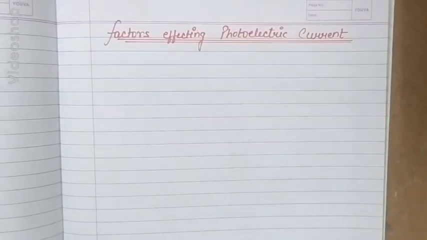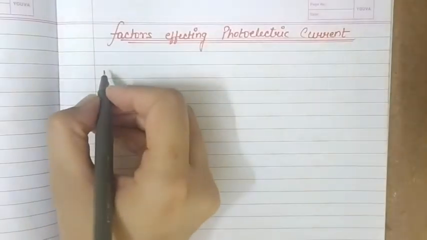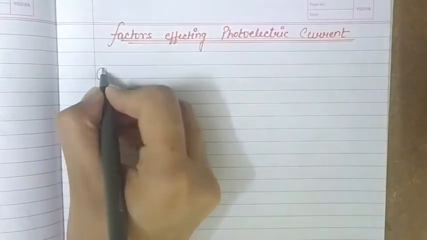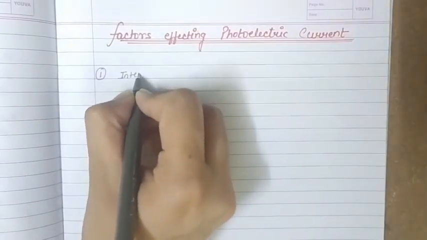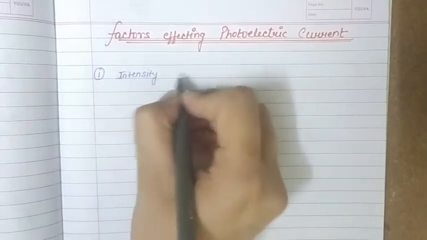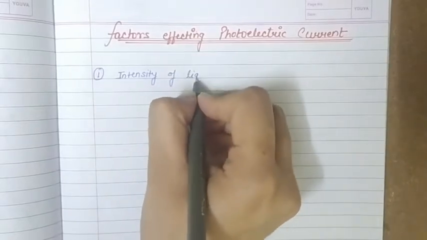Hello students, we have studied the photoelectric effect and the photoelectric current that we get in the external circuit during the phenomenon of photoelectric effect. This photoelectric current is affected by certain factors that we are going to discuss in this video. The very first factor that affects the value of photoelectric current in that circuit is the intensity of light. So the first thing is the intensity of light that we are making incident on the plate.